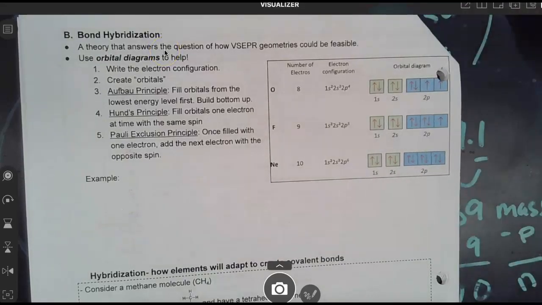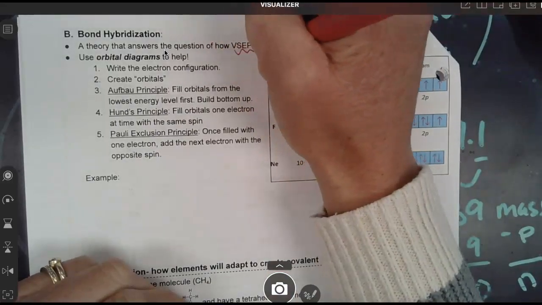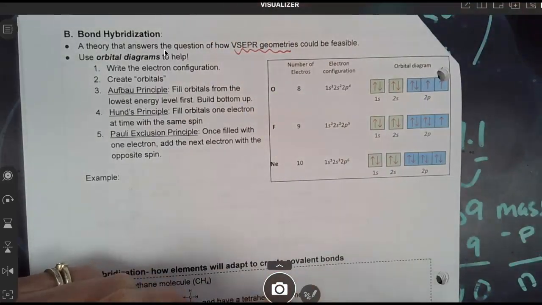All right, guys. The next set of notes are on, we're entering this thing called bond hybridization, which is a theory that answers questions to help us explain how these VSEPR geometries actually happen. Like, how do we actually get those shapes?